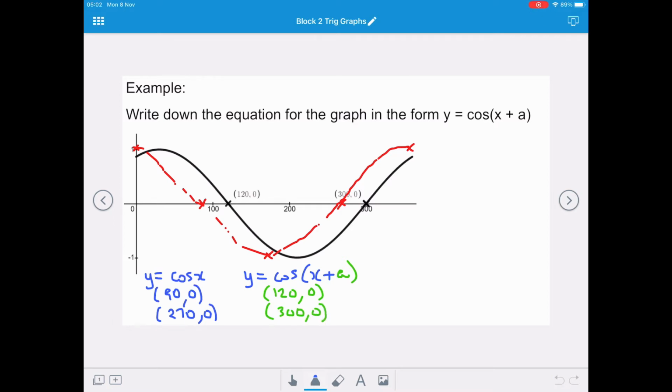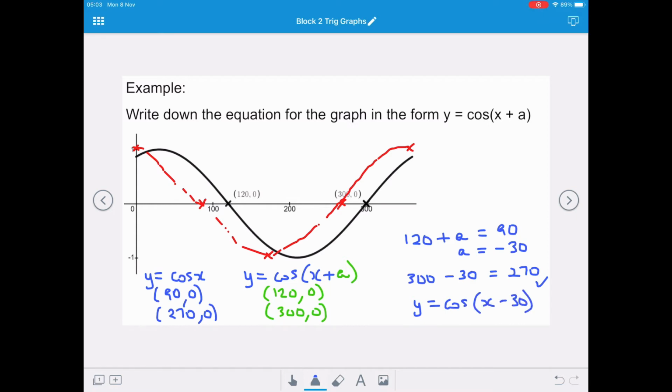So we want to replace the x coordinate in our bracket with 120 and do 120 plus a equals 90. To solve for a, we're going to take away 120 from both sides, giving a equals -30. And then always double check with your other coordinate. 300 minus 30 does give us 270, which is our key point on our original curve. So the equation of this graph is y equals cos, x minus 30 inside the bracket.